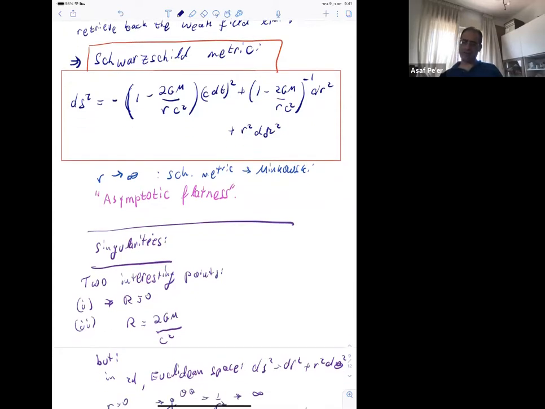Again, have in mind that this metric is valid here, but the Schwarzschild radius by itself is not relevant in the vicinity of the solar system. We will discuss when it becomes important. There are a few more things to discuss before that.